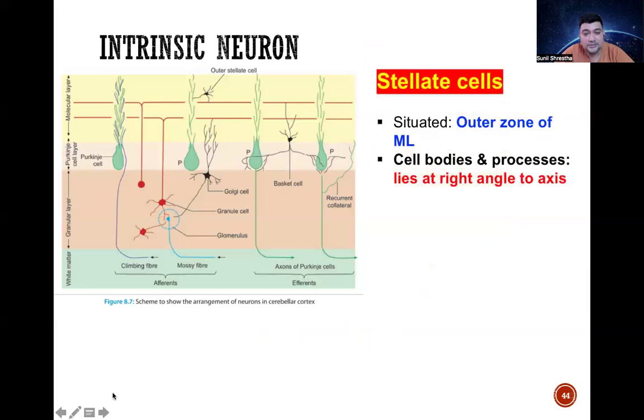Now, stellate cells. Stellate cells are generally present in the outer part. If you remember the molecular layer, the outermost layer, it also contains an outer part and an inner part. In the molecular layer, the stellate cells are present in the outer zone especially. Their cell bodies and processes may lie at a right angle to the axis. If this one is the axis, their cell bodies make an angle of 90 degrees, so at the right angle.